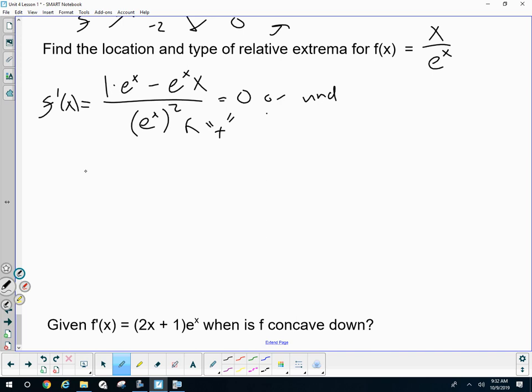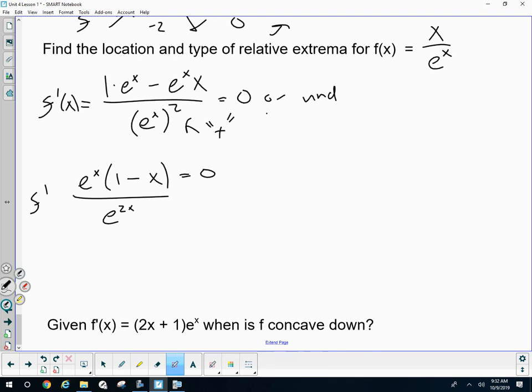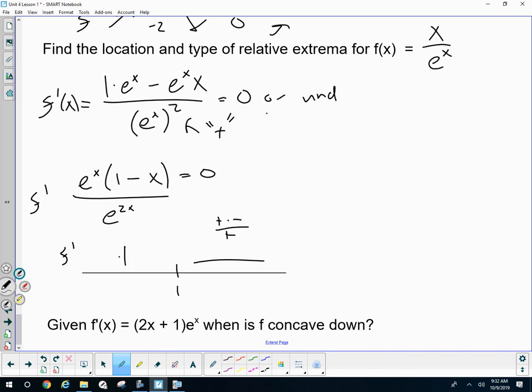We do need to worry about the top equal to 0. If I factor out e to the x, I have 1 minus x equal to 0 over e to the 2x. That's my simplified f prime. This could equal 0 at 1. If I plug in 2, positive, 1 minus 2 is a negative. E squared, positive, I have a negative. If I plug in 0, e to the 0, positive, 1 minus 0, positive, e to the 0, positive, positive. So f is going up and down. So x equals 1 is a max.